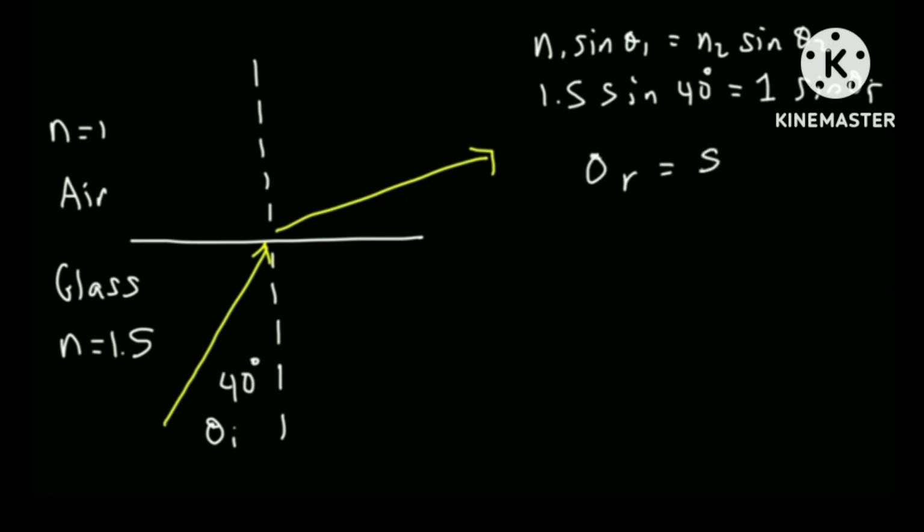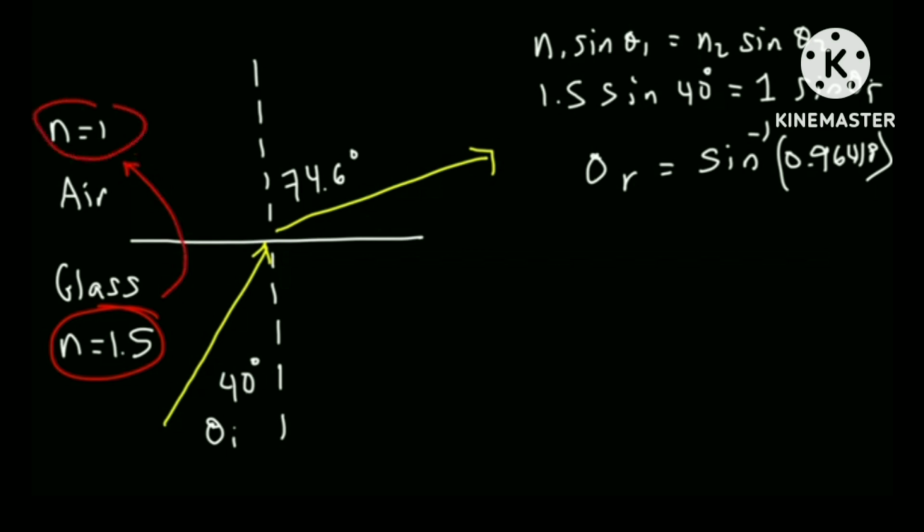So the refracted angle is going to equal arc sine of 0.96418. So the refracted angle is 74.6 degrees. So when light moves from a high, let me say that again. When light moves from a material with a high index of refraction to a material with a low index of refraction, the light ray bends away from the normal line.